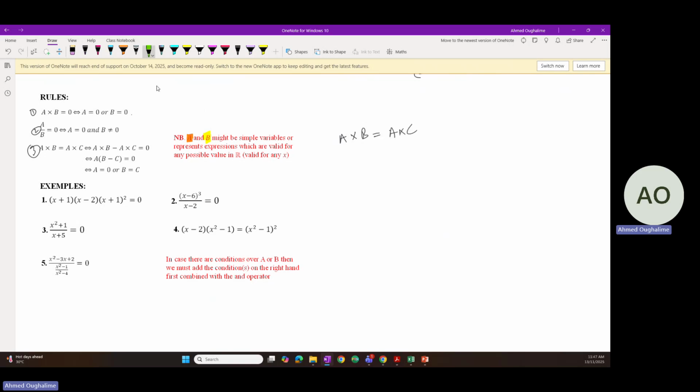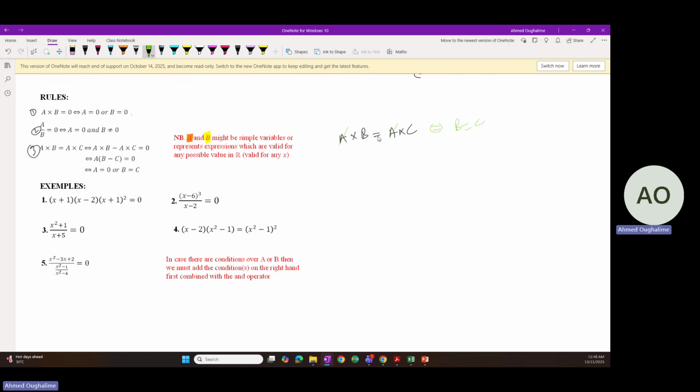Some students will just go and cancel the A, and they say this comes to say that B equal to C, which is completely wrong. Do not make this mistake. There's no such thing in mathematics which is called cancel. In mathematics, either we multiply, we divide, we do the addition, we do the subtraction. These are the operations that we have. We don't have an operation called cancel.